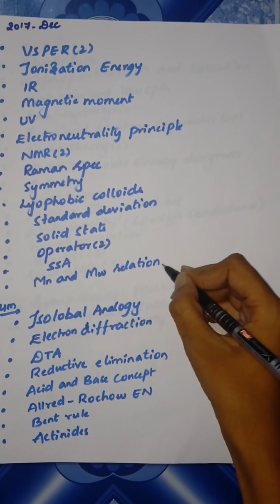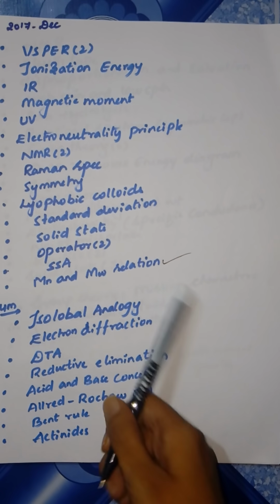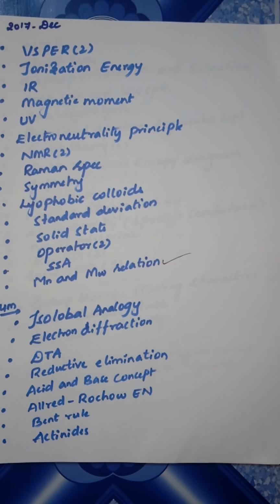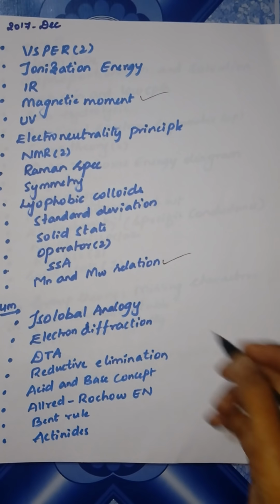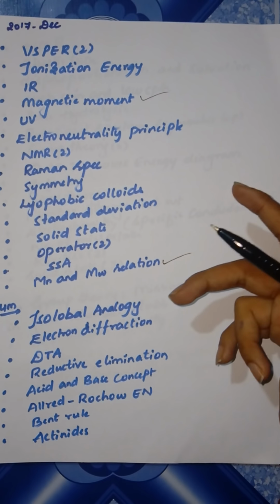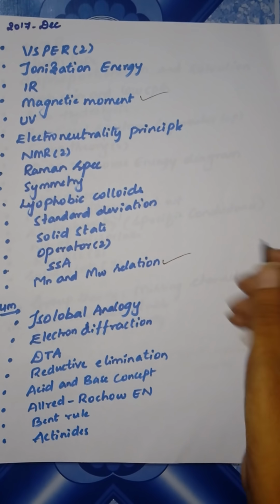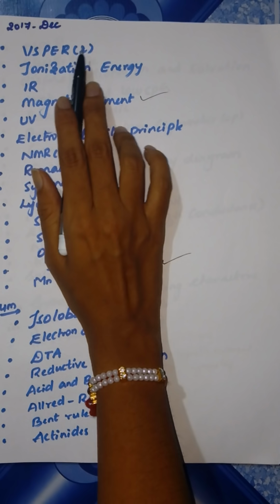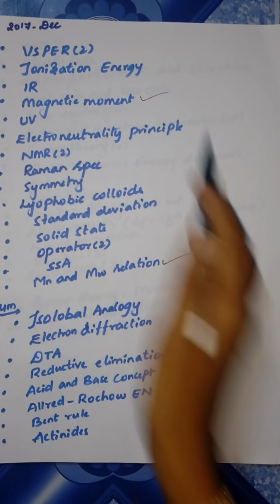So these were the other questions, other than those which repeatedly appear in every paper. So just focus on the things which are repeated in the previous paper also. The first is Mn and Mw relation, and then magnetic moment, right? So 2 questions from the short answers. And VSEPR theory, 2 questions were asked, right? So this is interesting again. Every year only 1 question, but VSEPR theory 2 questions this time.